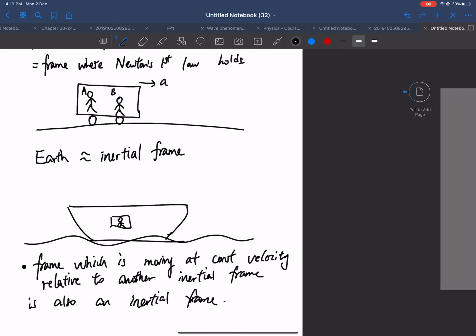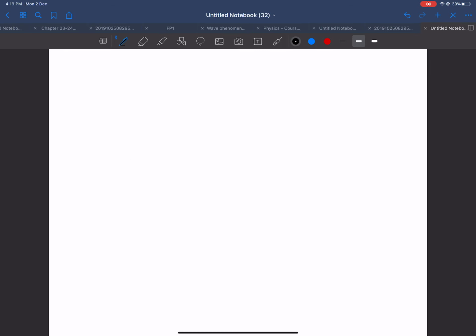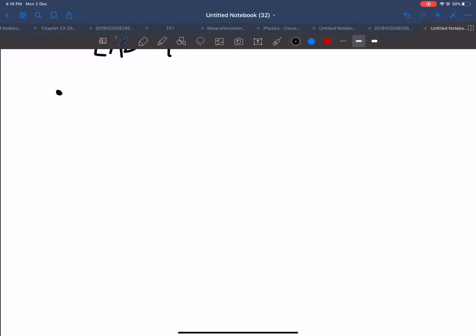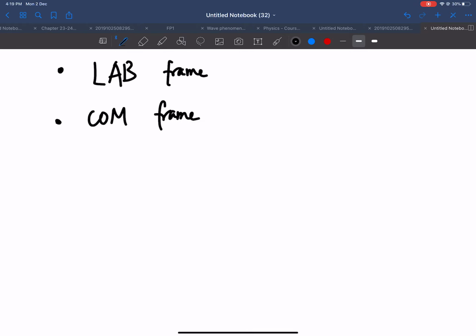Okay, let's go on. Some other frames that are quite important. One is LAB, the laboratory frame. That's the frame inside the lab. We have this name, so I introduce this name to you. Another one is the COM frame. Do you know what's the full name for COM? Center of mass.